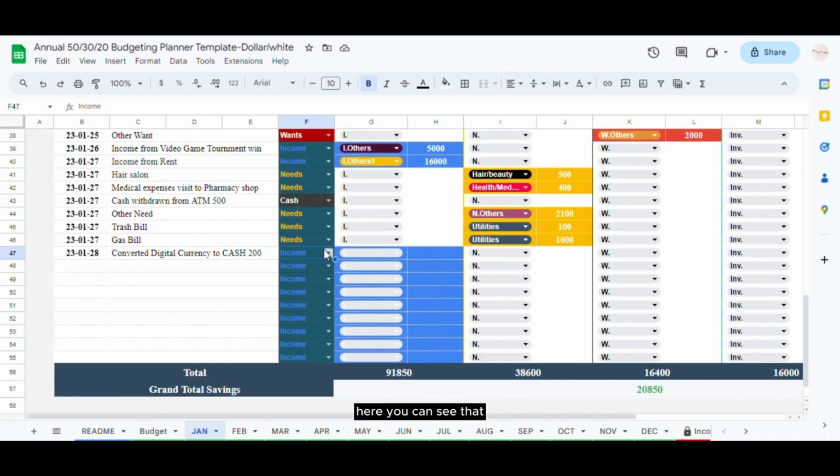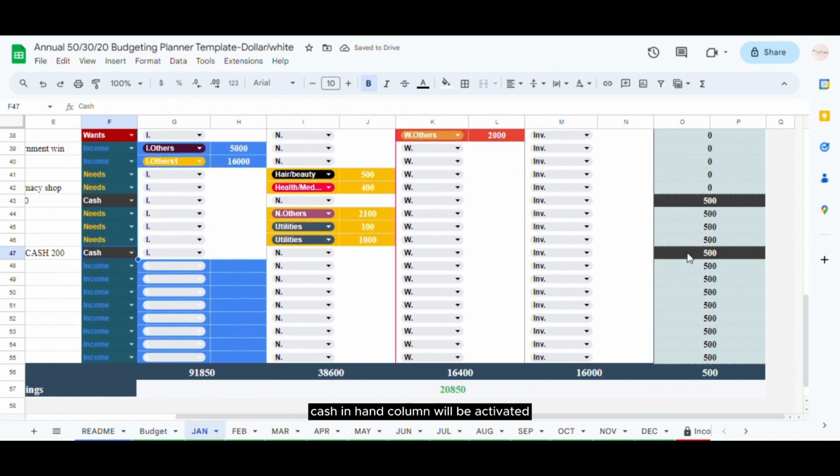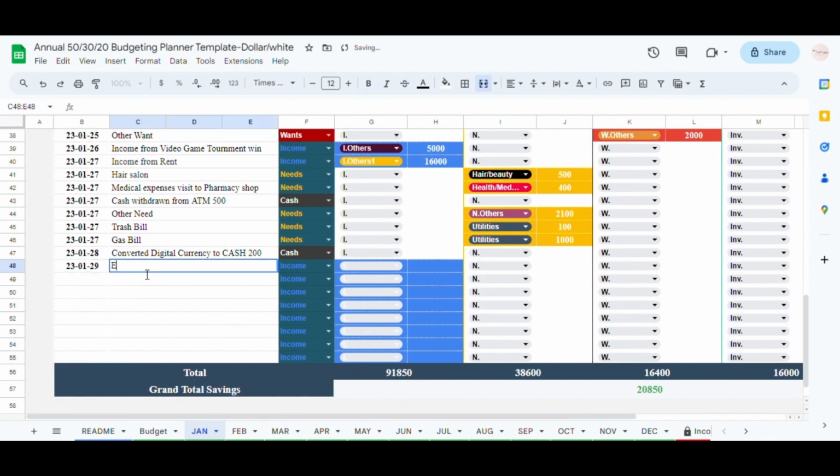Here you can see that I have converted digital currency to cash, that is 200. So I will select cash from the drop down. The cash in hand column will be activated. Here I will perform the simple math: 500 plus 200, that is 700. Now I will add the rest of the things.